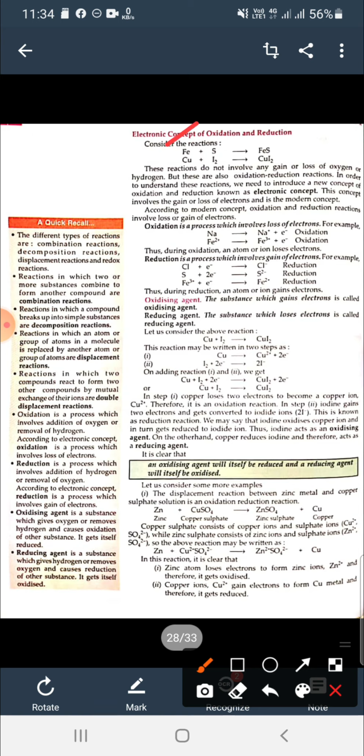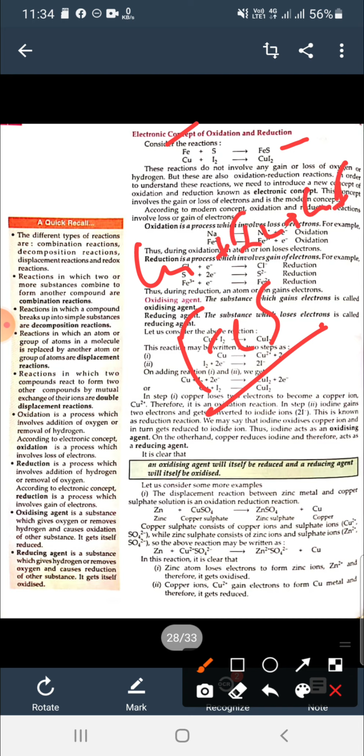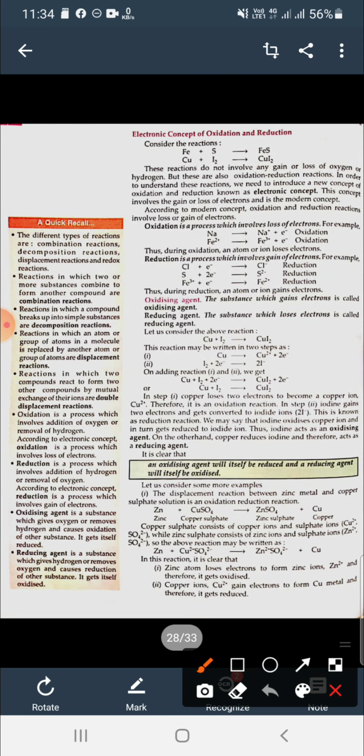Here you can see some examples. Here Fe plus S gives you ferrous sulfide, and copper plus iodine gives you copper iodide. Here no oxygen or hydrogen is being removed, or oxygen is being added or something else. So how can we find which one is oxidized or which one is reduced? By electronic concept, that is by seeing either there is a loss of electron or there is a gain of electron.